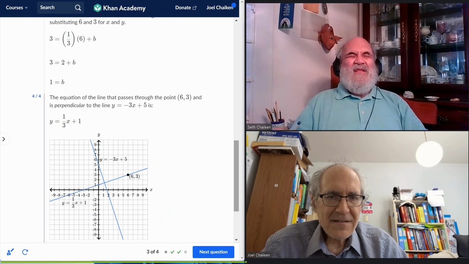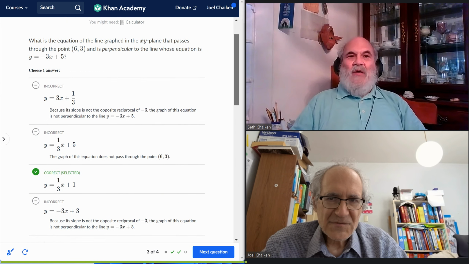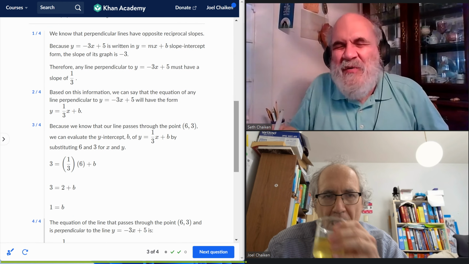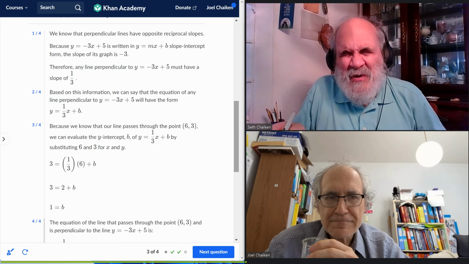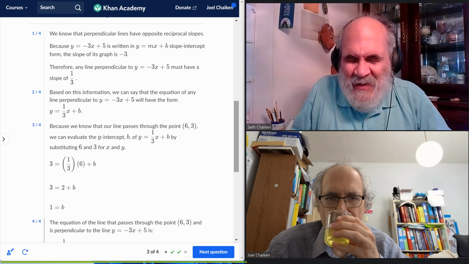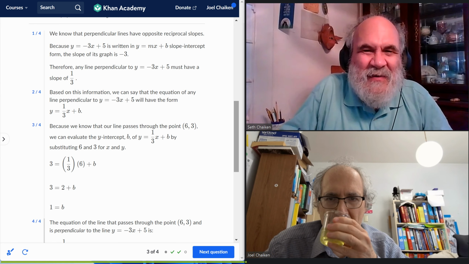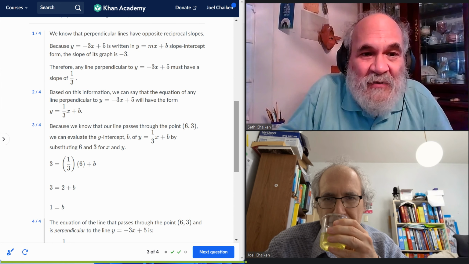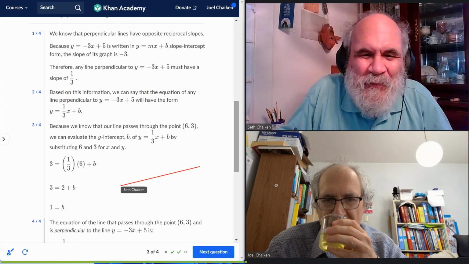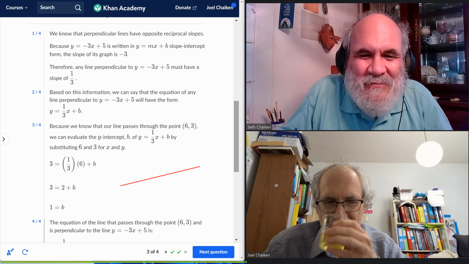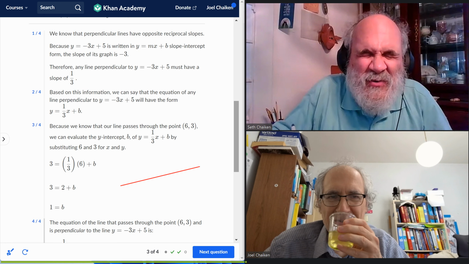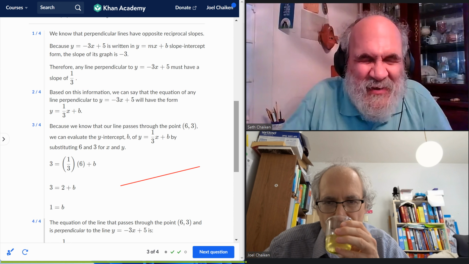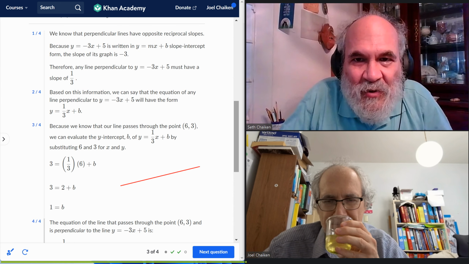So let me tell the audience how I remember that the slope of a perpendicular is the negative reciprocal of the slope of the given line. This is how I think of it. This is just me. What I do is I think of a generic line, like that. Nice line, by the way. It's a nice straight line. And now, what's the perpendicular?